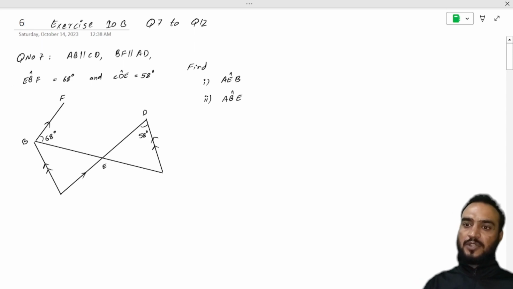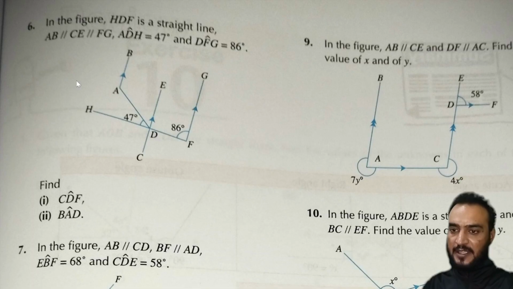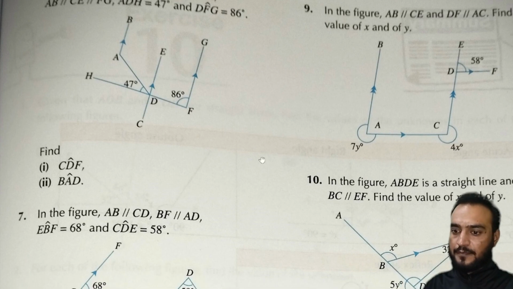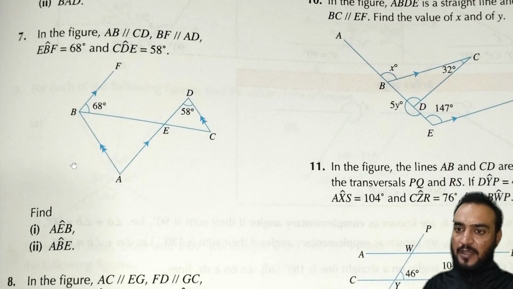So this is question number 7. Let us see in the book. This is the question number 7. In the figure, AB is parallel to CD, BF is parallel to AD, and EBF is equal to 68 degrees, and CDE is equal to 58 degrees.